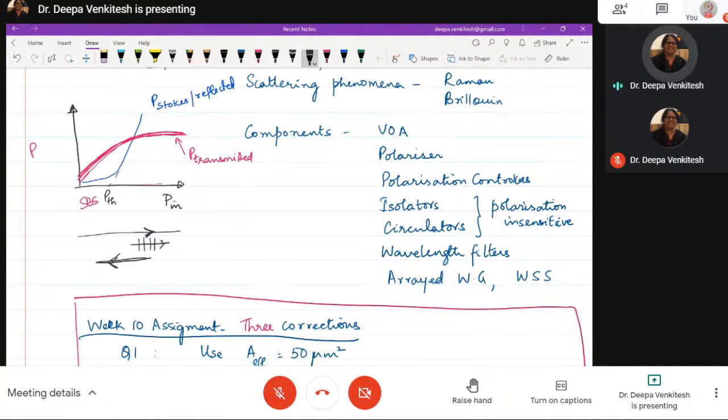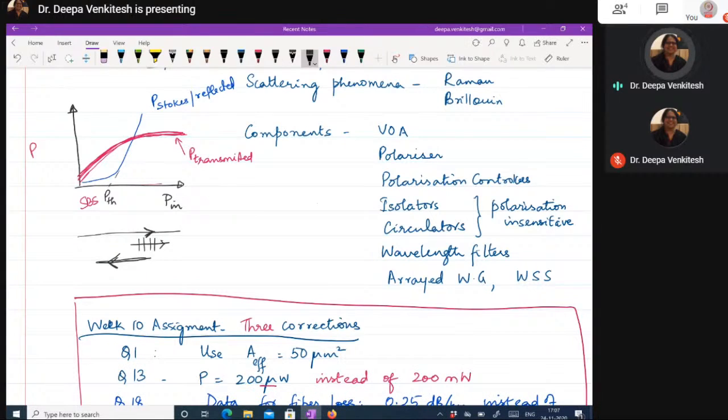SBS in a fiber is typically unidirectional. You could have other media where phase matching can happen in other directions. In that case, it could be bidirectional, but in a fiber, it is unidirectional.